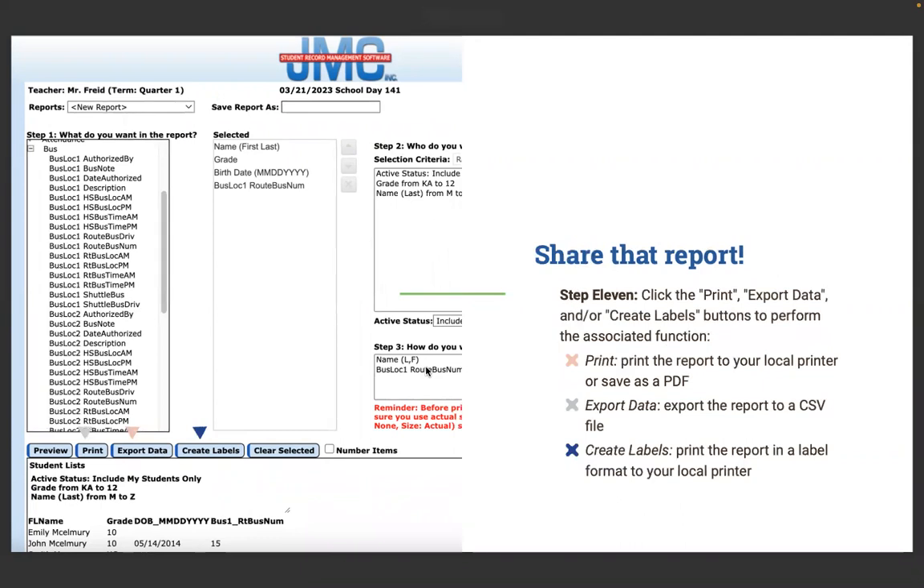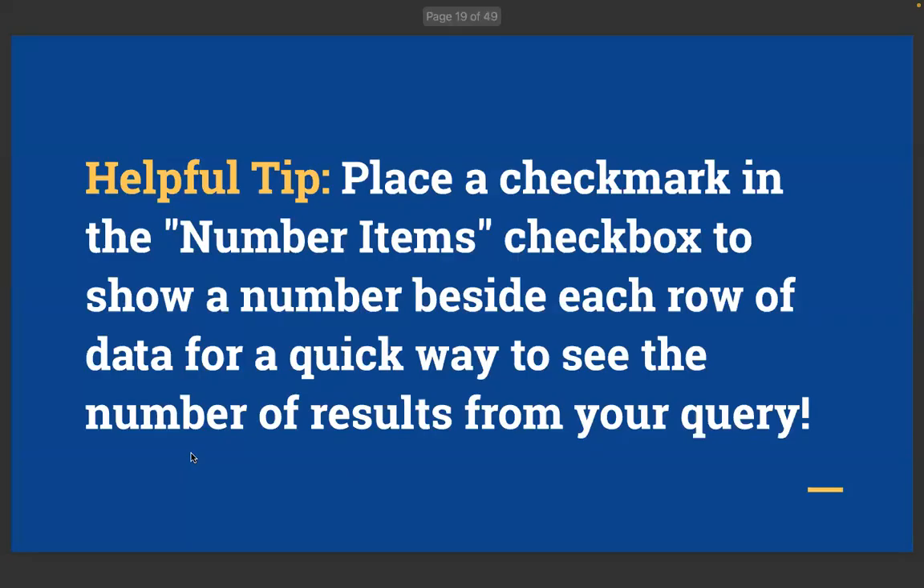Step 11, you can print the data. You can export it, open it up in Google Docs or open it in a spreadsheet, or create labels if you want to there as well. Helpful tip, place a check mark in the number items checkbox to show a number beside each row of data for a quick way to see the number of results from your query, like a number of students there.